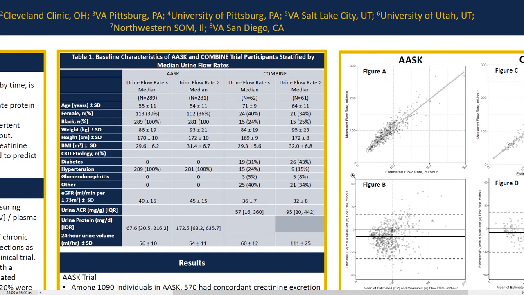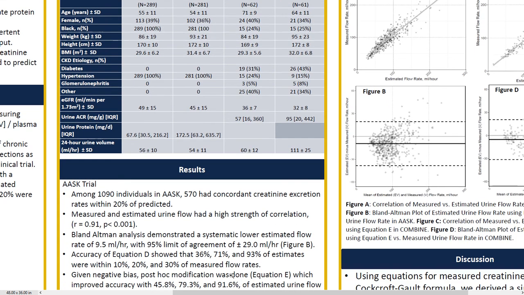Table 1 shows the baseline characteristics of our population in both the ASK and combined clinical trial participants. This is stratified by urine flow rates. ASK is on the left and combined is on the right. As you can see, ASK has a larger population than the combined clinical trial. Another major difference is that all kidney disease in ASK was due to hypertension, whereas chronic kidney disease in combined was due to a myriad of different conditions.